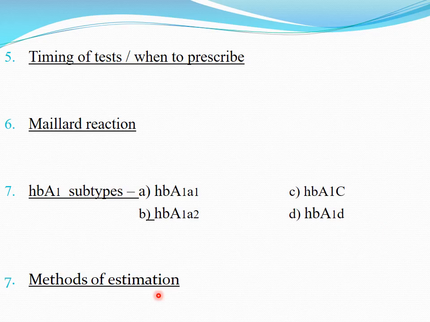Methods of estimation of HbA1c. Now, there are different methods like HPLC. HPLC is the high performance liquid chromatography assay. Then we are having antibody based latex enhanced immunoassay. So in our department, this is the preferred method we go for. There are also other methods like enzymatic assay and ion exchange chromatography.